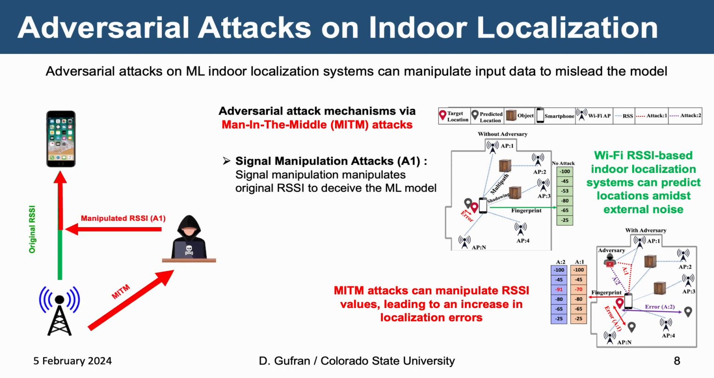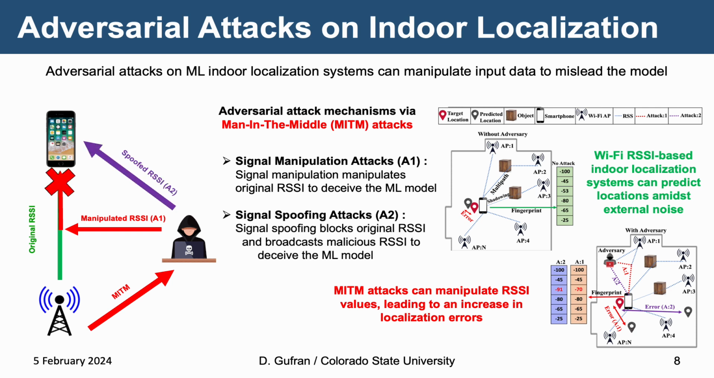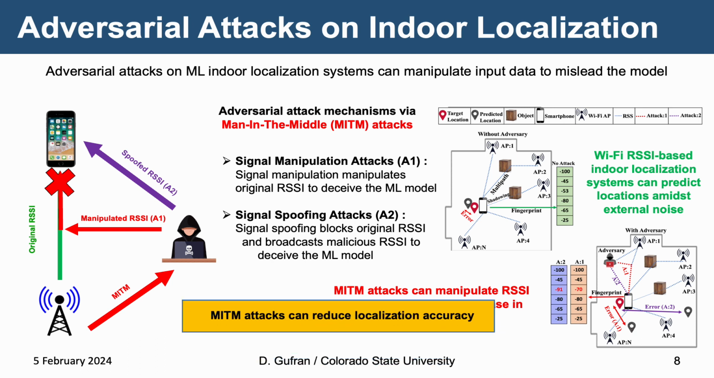Signal manipulation attacks, a variant of MITM attacks, intentionally modify original RSSI data to mislead the ML model. Additionally, signal spoofing attacks, another MITM variant, involve blocking original RSSI from a legitimate Wi-Fi AP, while broadcasting a malicious RSSI that mimics the legitimate AP, thereby deceiving the ML model. In conclusion, MITM attacks pose a significant threat to indoor localization accuracies, necessitating robust countermeasures.